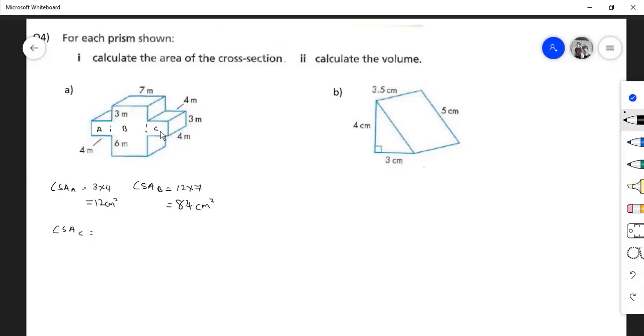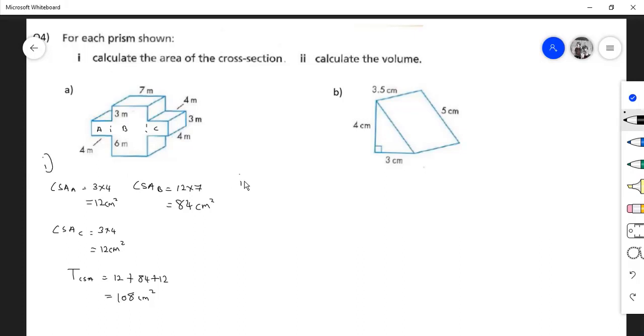Now for the last cross section area, which is C, that small one, I guess it should be the same. It's 3 and 4 again. It's just being duplicated again. So 12 cm square. Therefore, my total cross section area is going to be 12 plus 84 plus 12. So that's 12 plus 12, plus 84. It'll give me 108 cm square.